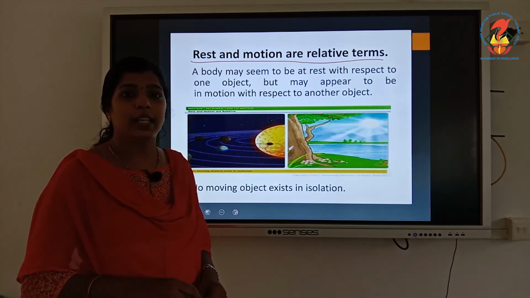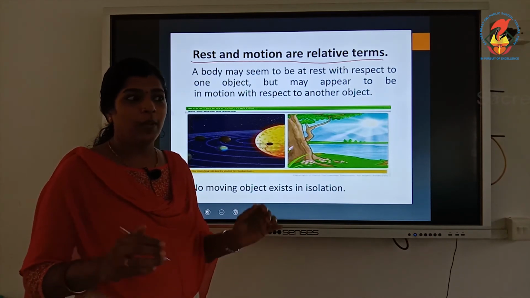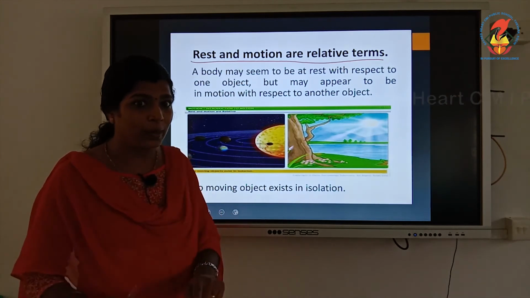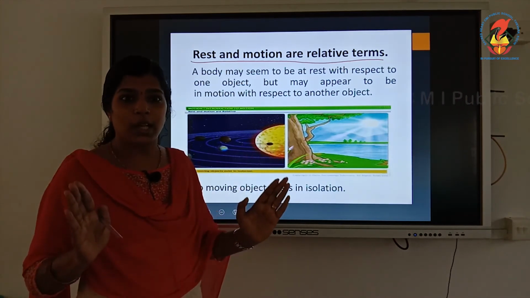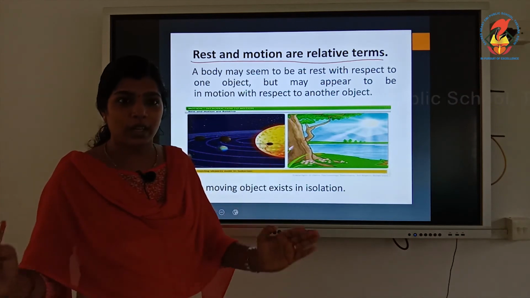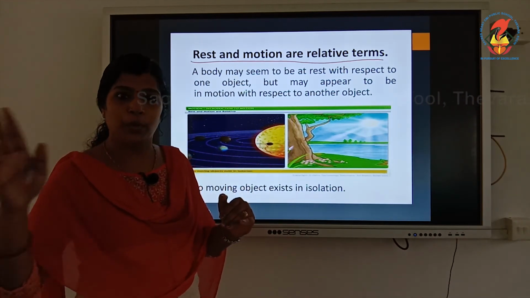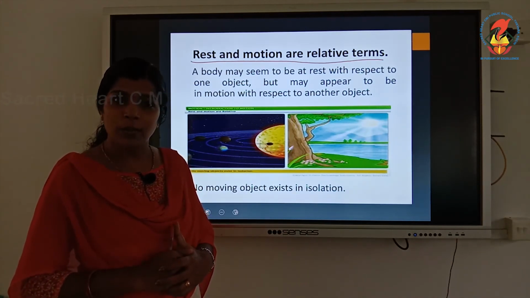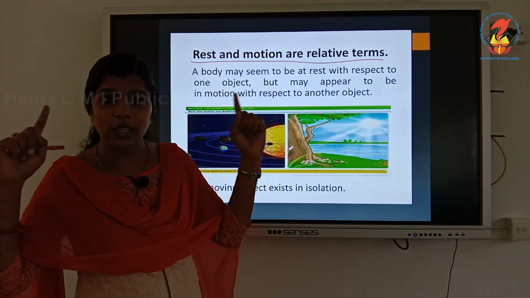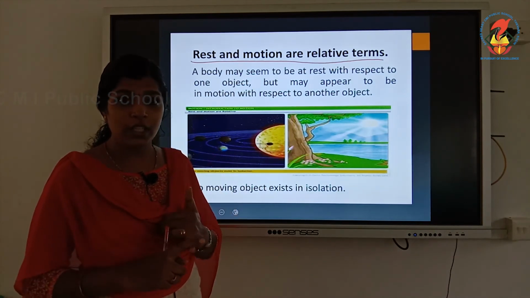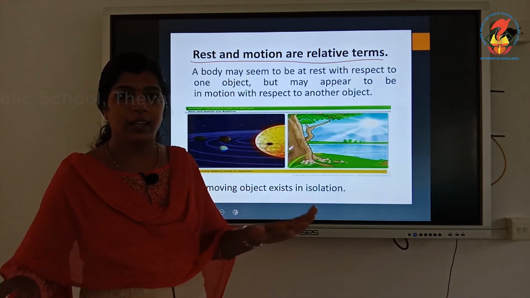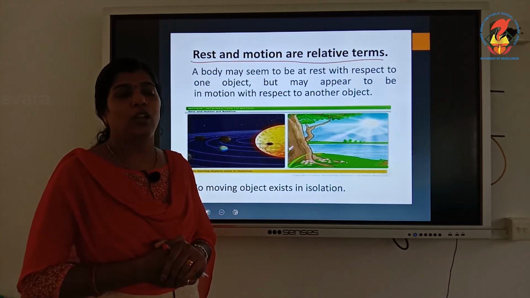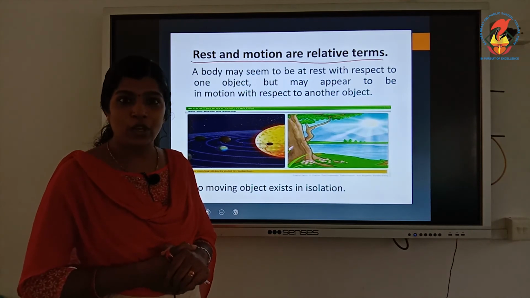If you want to say whether an object is at rest or in motion, you need to specify the surroundings. Means when I told the example about motion with respect to the ground, that is the surroundings. So with respect to the ground, the students are playing football, so they are in motion. With respect to the classroom, the furniture inside the classroom is at rest. So if you want to specify motion or rest, we need to define the surroundings also.